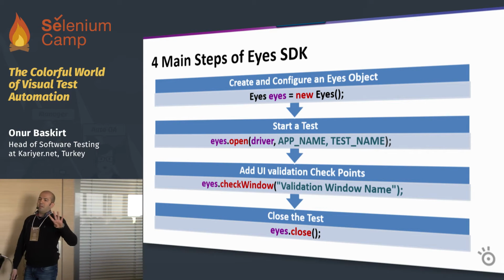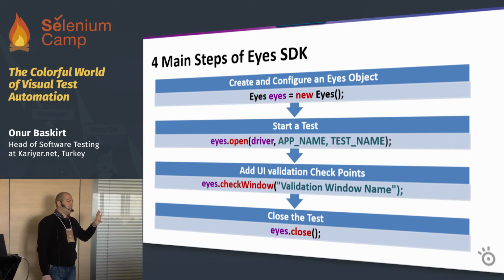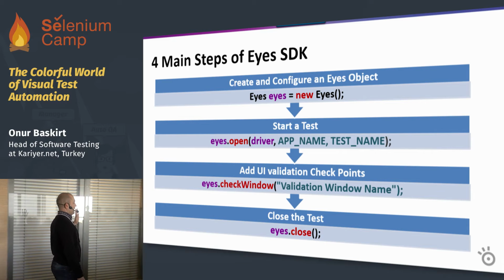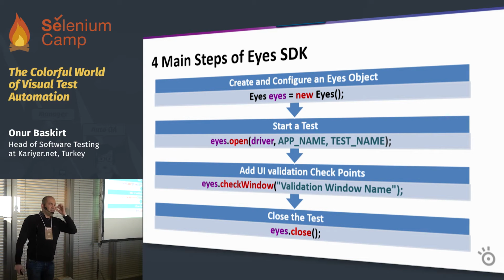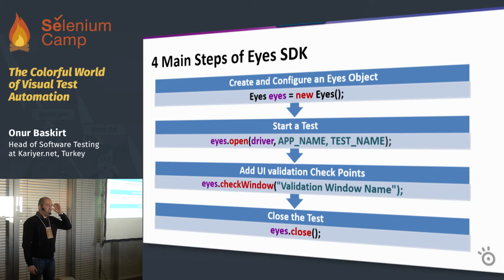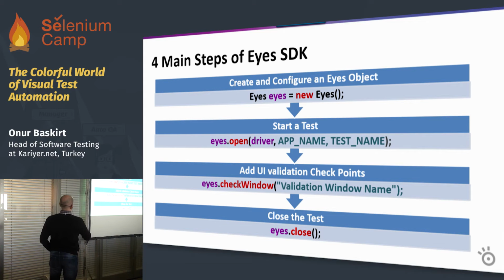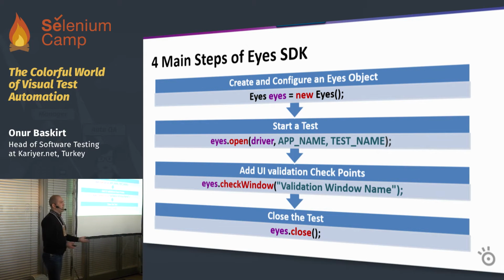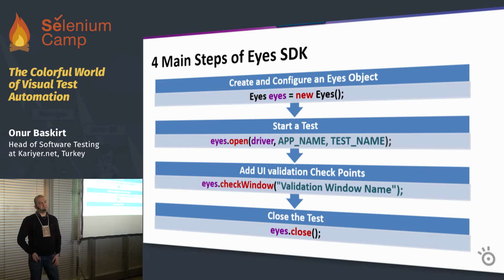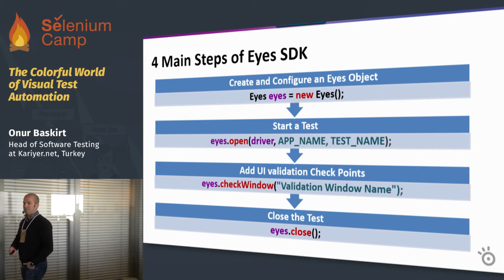The 4 main steps of Eyes SDK are very similar to human eyes. First, we have to initialize our eyes. Then we have to open our eyes. If you want to check any place, we will use the check window method. And after that, we will close our eyes. So I really love this flow.